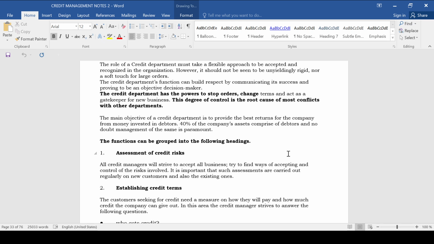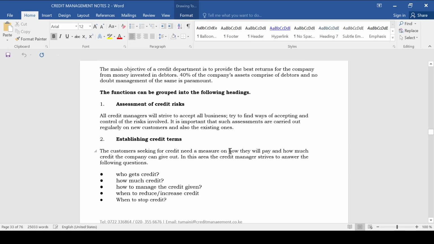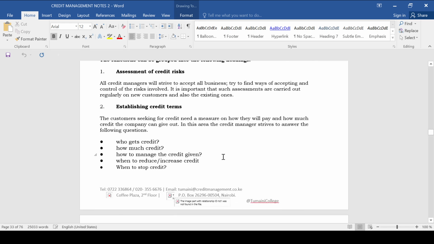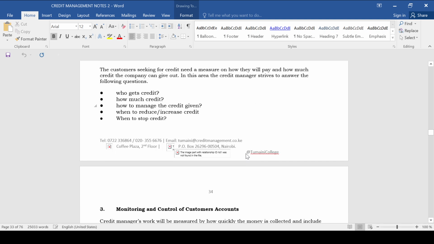You have to carry out assessment of credit risks on your customers. You have to establish credit terms. I know you've attended the risk class. So you are supposed to carry out assessment to check the creditworthiness of your customers, to ensure that when they come on board, they will not default within the very first month. Then you establish terms by asking who gets credit, how much do they get, what is the credit limit, when should I stop credit. So you have to establish the credit terms that you're going to give to your customers.